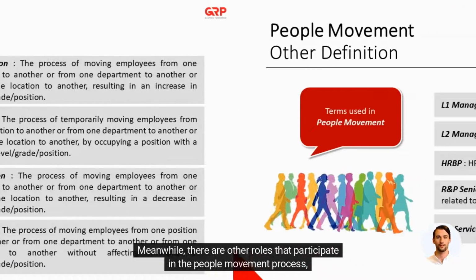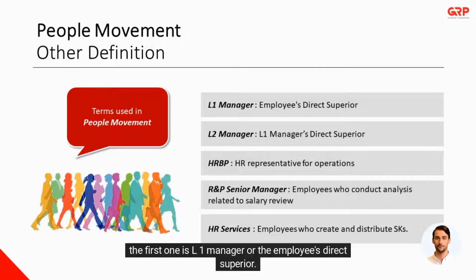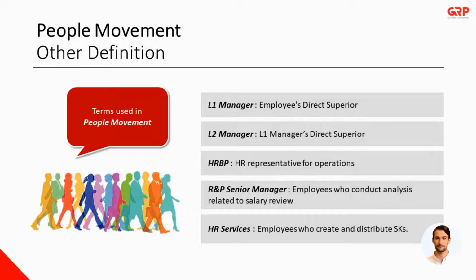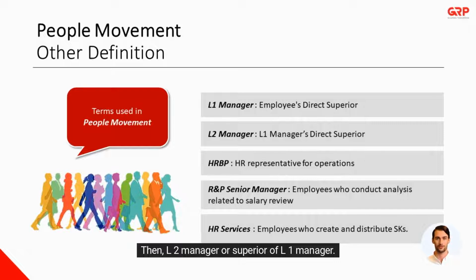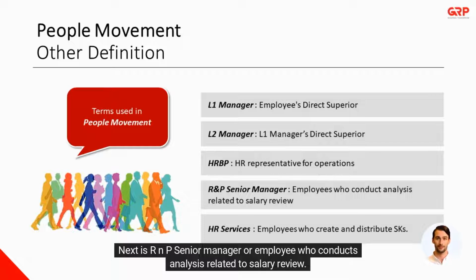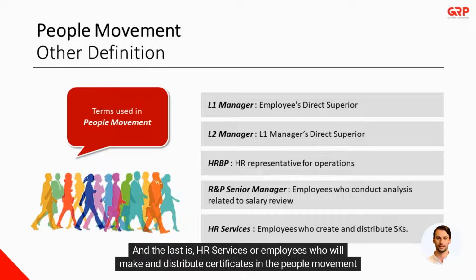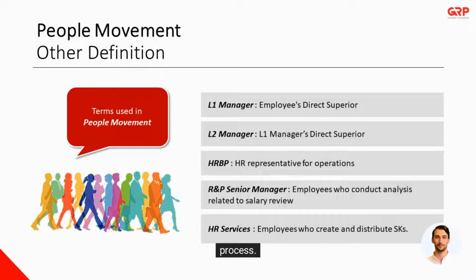Meanwhile, there are other roles that participate in the people movement process. The first one is L1 manager, or the employee's direct superior. Then, L2 manager or superior of L1 manager. Then, there is the HRBP or HR representative in operations. Next is our R&P senior manager or employee who conducts analysis related to salary review. And the last is HR services or employees who will make and distribute certificates in the people movement process.